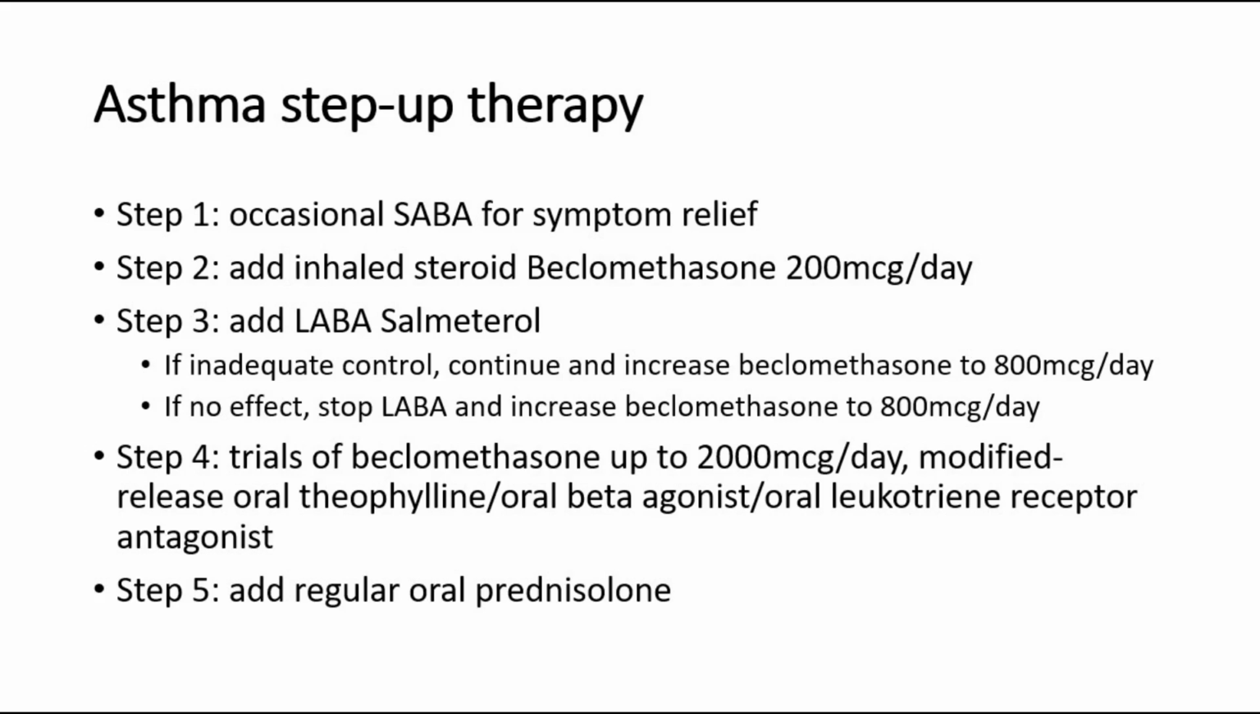Step 4, we can consider trials of beclomethasone up to 2000 mcg per day, or modified release oral theophylline, or beta agonist, or oral leukotriene receptor antagonist. Step 5, which is the final step, we can add regular oral prednisolone and also refer for specialist input since it is severe and poorly controlled asthma.